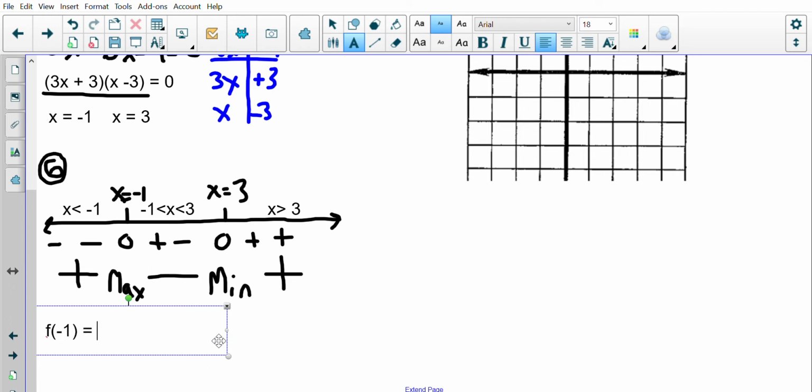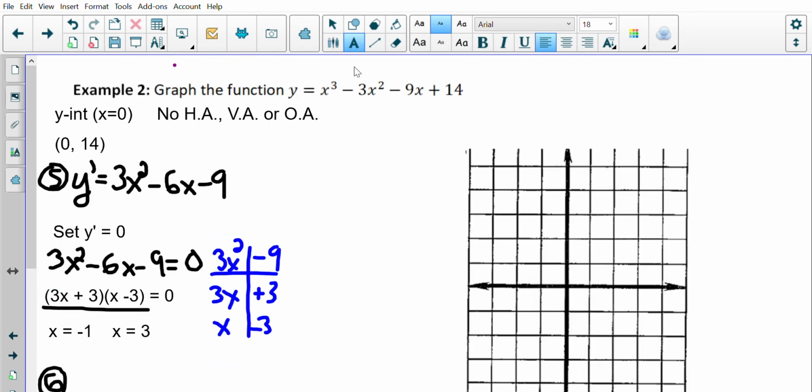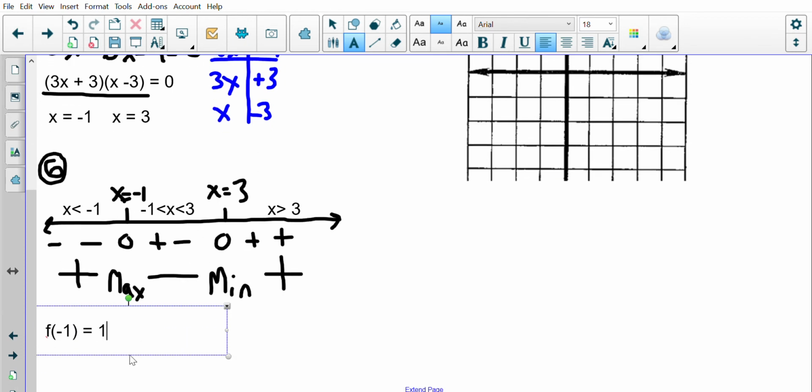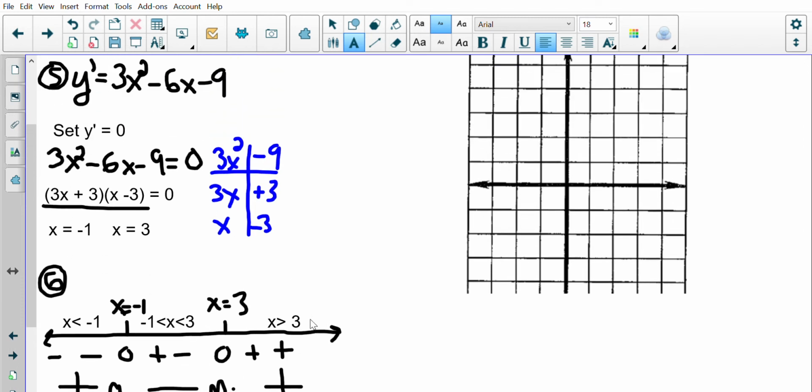f of negative 1, I plug that into the original function way up here, x cubed minus 3x squared minus 9x plus 14. When I plug that in, I got 19. Again, that is a max value. And I also plugged in 3. Took me a little while, but I did it, and I got a value of negative 13. And that is our min. So now I know where it's increasing and decreasing, and where my high spots and low spots are, to plot on my graph over there.